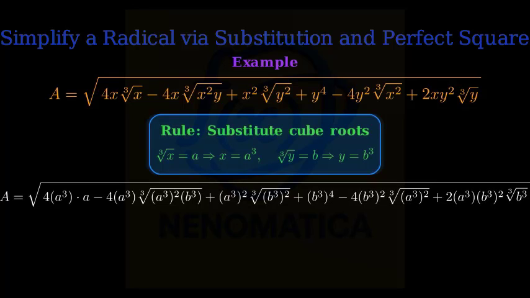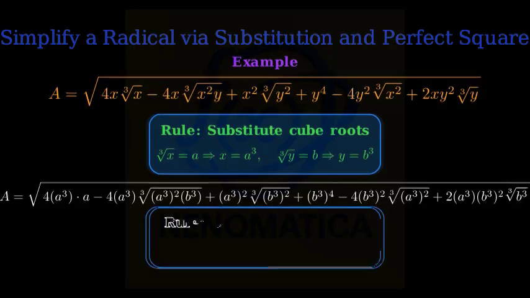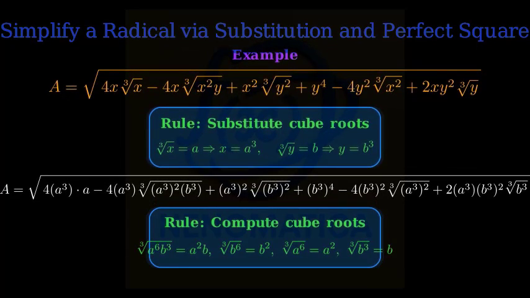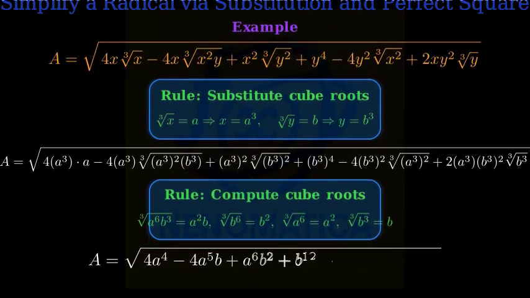Step 2. Evaluate each cube root exactly. The cube root of a to the 6th times b to the 3rd is a squared times b. The cube root of b to the 6th is b squared. The cube root of a to the 6th is a squared. And the cube root of b cubed is b. Replace those into the expression and simplify the powers.